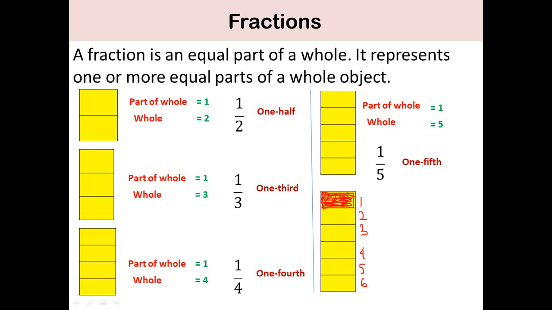So, we know that we need two things: how much I have shaded, or how much I have taken. Only one piece I have taken out of these 6 pieces, right? So, part of whole that I have taken equals 1. And what is the whole? Your whole is 1, 2, 3, 4, 5 and 6. So, whole equals 6, right?